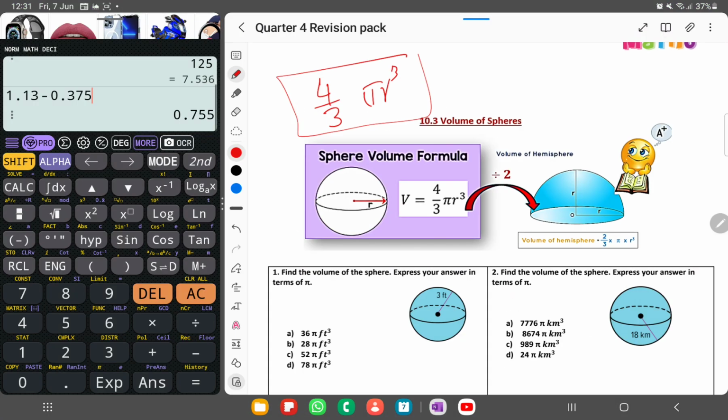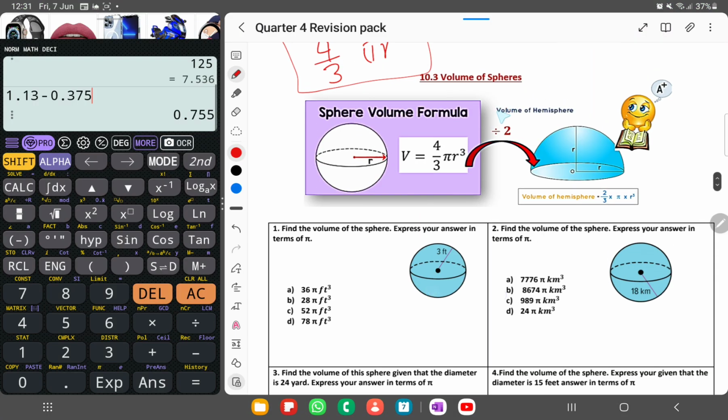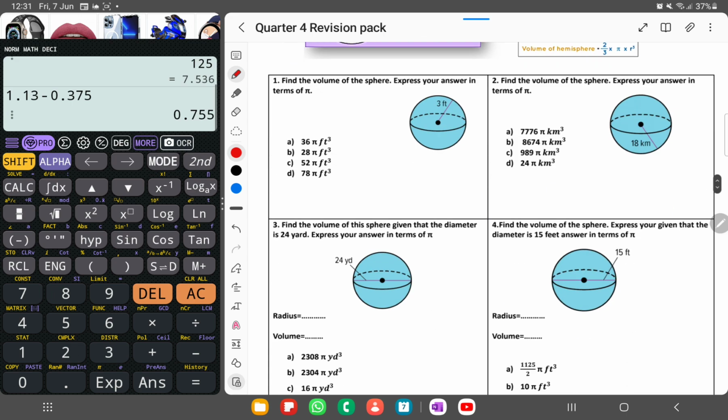Very good. And if I divide this sphere by 2, if I cut this sphere into 2 pieces, it will be a hemisphere. So it's going to become 2 over 3 pi r cubed. Very good. Now find the volume of the sphere. V equals 4 over 3 pi r cubed. He said in terms of pi, so keep the pi as it is.